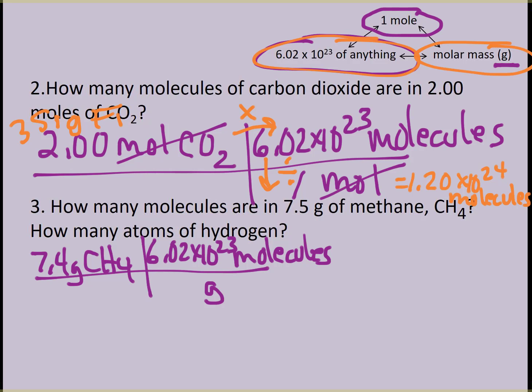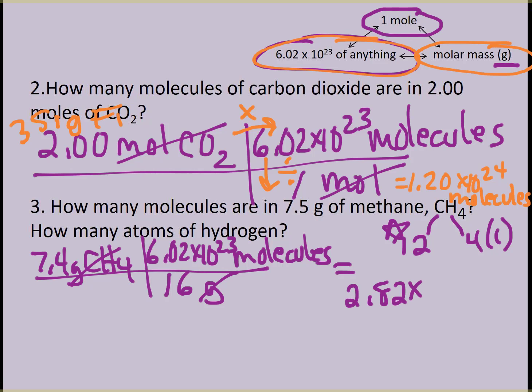So let's go ahead and figure out my grams. So carbon on the periodic table is 12. Hydrogen is 1, so 4 times 1. So that means the methane has to be 16 grams. And again, I get these numbers over here from the periodic table. So grams cancels, I'm left with molecules, which is what I want my answer in. And doing the math, I get 2.82 times 10 to the 23rd molecules.